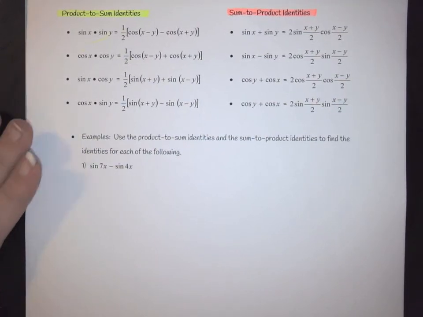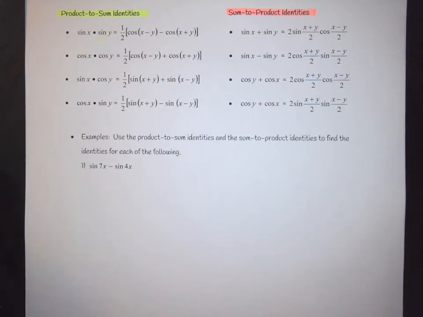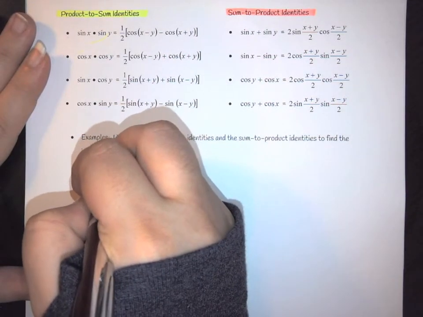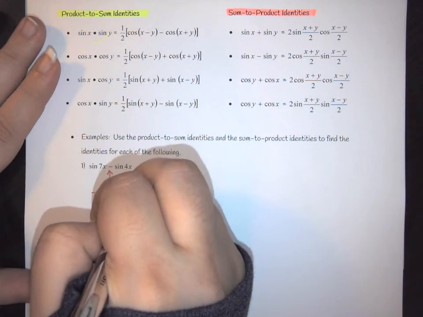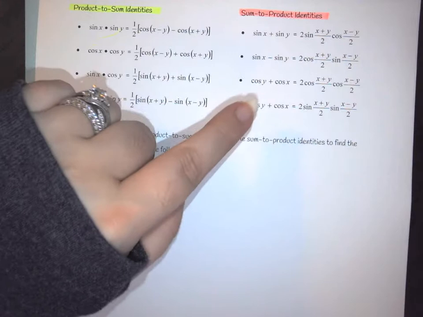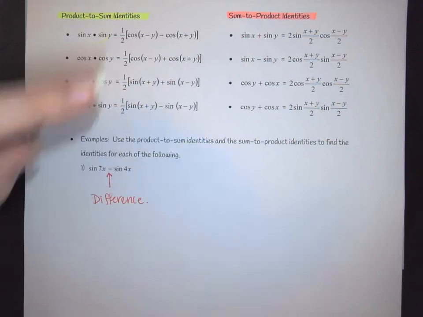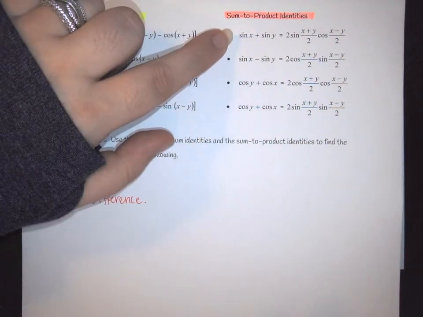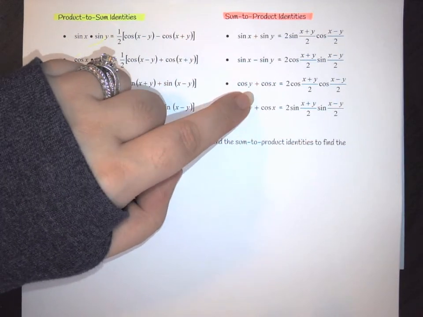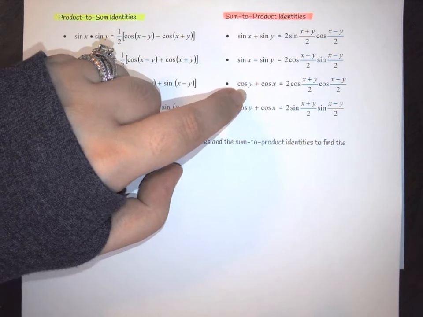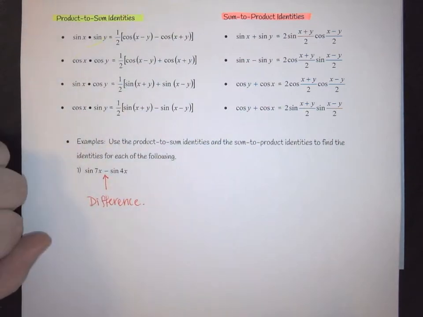This first one is the sine of 7x minus the sine of 4x. The first thing you have to identify is what this operation is. Here we have a difference, which means we are going to be using the sum to product side. Now I have sine minus sine. In my table, I've got sine plus sine, sine minus sine, cosine plus cosine, cosine minus cosine. And pay very close attention to the fact that your x and y values may change places.